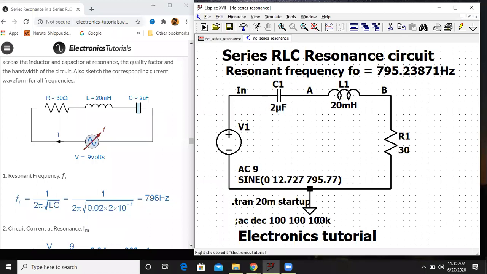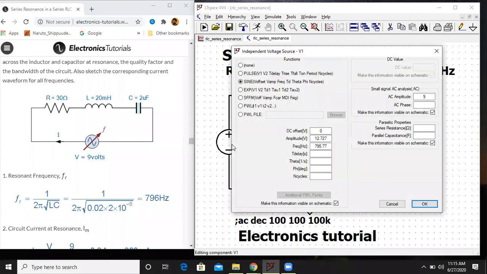Can you repeat that sine part? Okay, so right click on the source. See, we have given 9 volts. This 9 volts was the RMS value. So right click on the source, select the sine. Your DC offset gives 0. This amplitude is the peak amplitude. So how do you get peak from the RMS? Multiply the RMS by root 2. That is the number which you get when you multiply 9 with root 2.